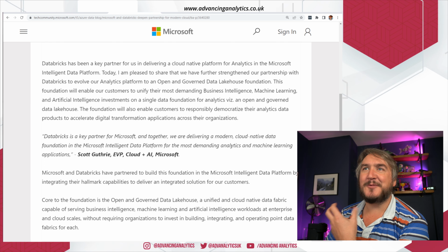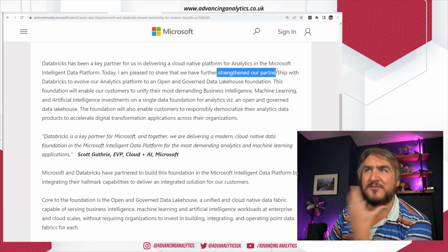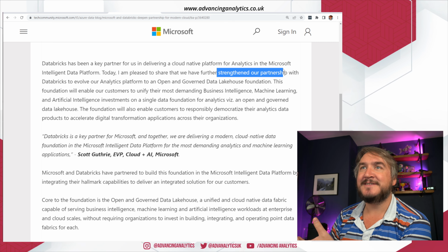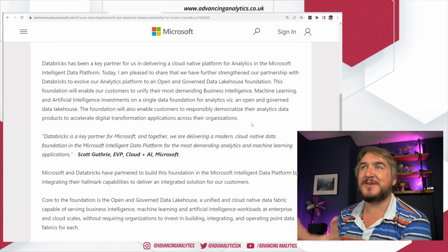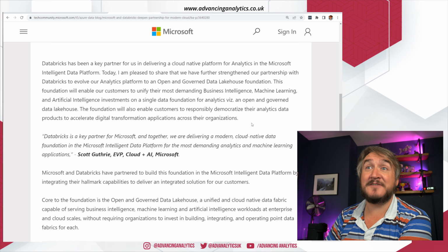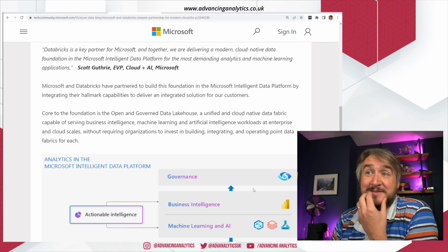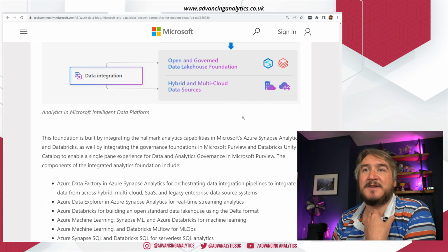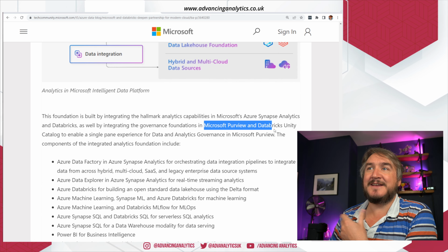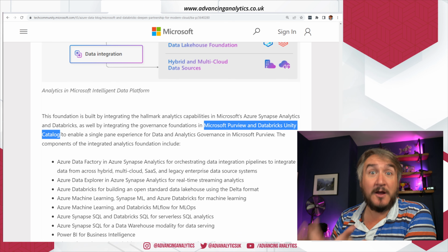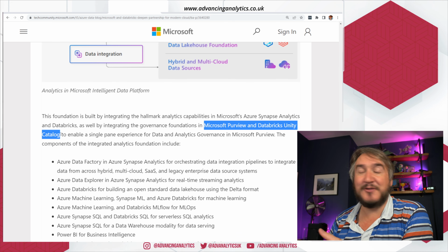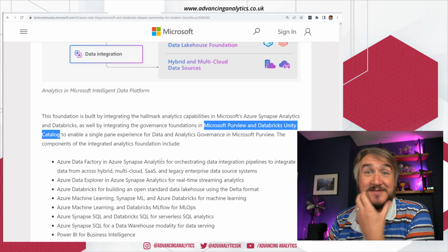But I don't know what's changed. They talk about how they've strengthened that partnership. Cool. In what way? How? What's happened? There's just not really a lot of information in there. There are a few things alluded to. It mentions that the core of governance is bringing together Purview and Unity Catalog. I'm like, oh, yeah, great. I've not seen any integration. I'm not seeing it working together.